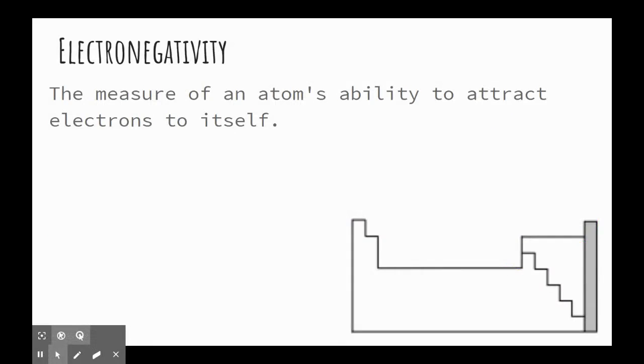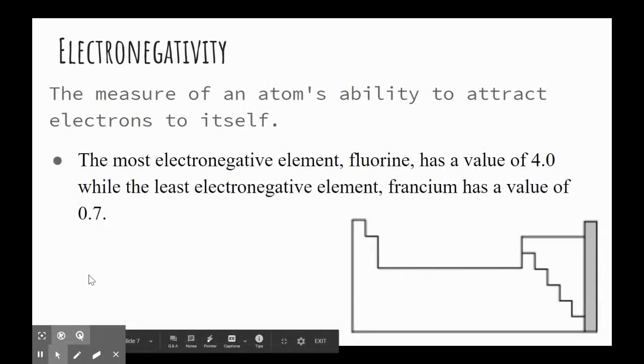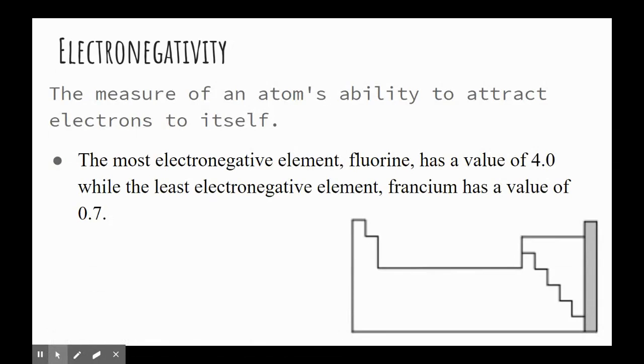Next, we're going to talk about electronegativity. Electronegativity also has to do with the electrons, and it's the measure of an atom's ability to attract electrons to itself. Ionization energy is about being able to remove electrons. Electronegativity is about being able to gain electrons. The most electronegative element is fluorine, and it has a value of 4.0. The least electronegative element is francium, and it has a value of 0.7.